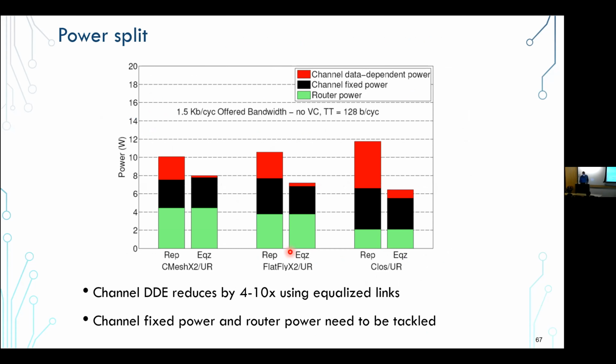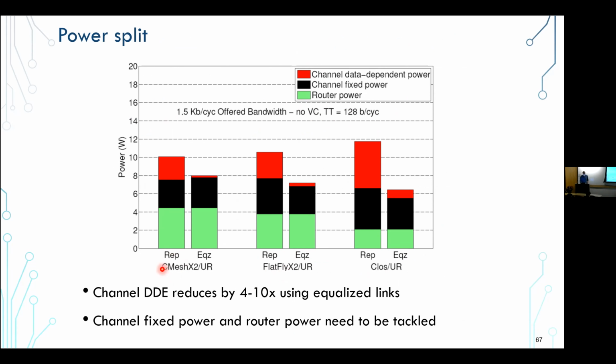Right? And then what's interesting is to look at the overall power breakdowns. Where are things going, right? So if you look at C mesh versus flat fly versus claw, flat fly is really a butterfly. So it's a two-stage but folded back, right? That's why it's called flat fly.